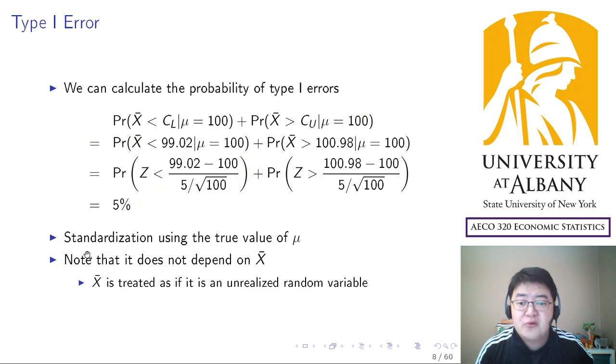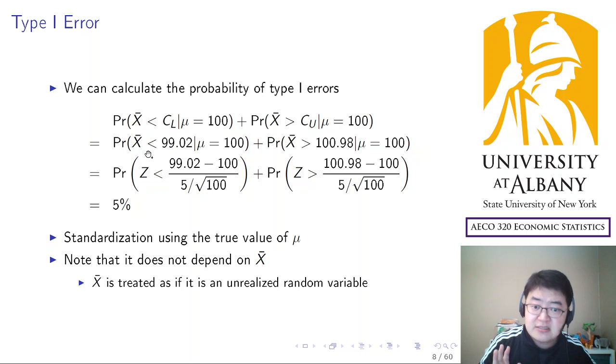Here are a few comments. Standardization uses the true value of mu, and we assume that the truth is H0, right? Later, in a few minutes, we are going to use a different assumption here. Then your standardization will be different. And second, so far, I did not tell you the value of x bar. X bar is treated as an unrealized random variable.